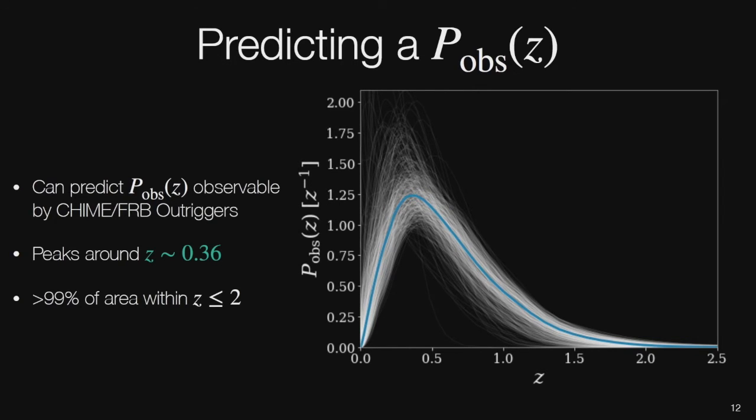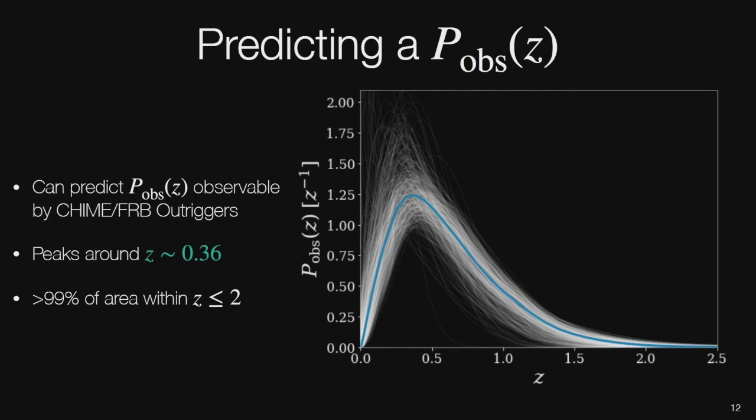And so you can see here that this observed redshift distribution peaks at about a redshift of 0.4, and most of the area of the curve is below a redshift of 2. And so this seems to suggest that the bursts CHIME FRB outriggers would see might not be that useful for high Z cosmology, for example, but applications like lensing, totally fair game.